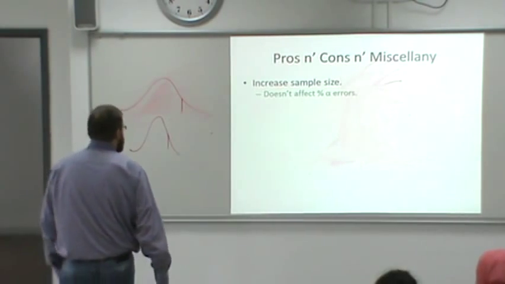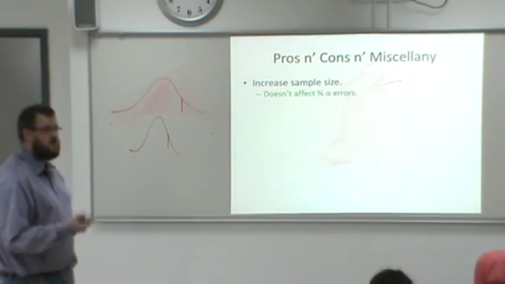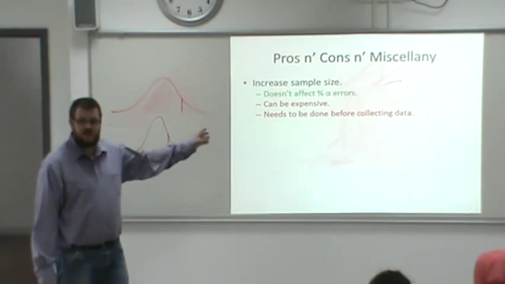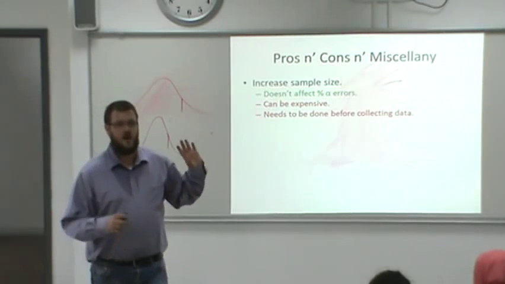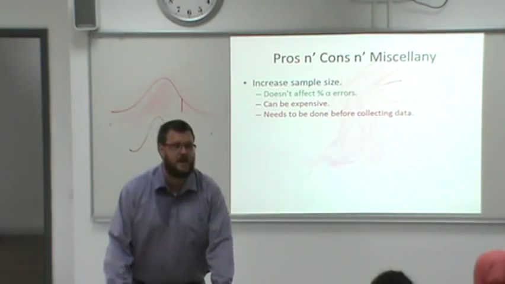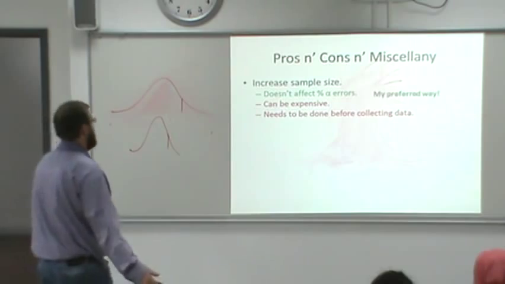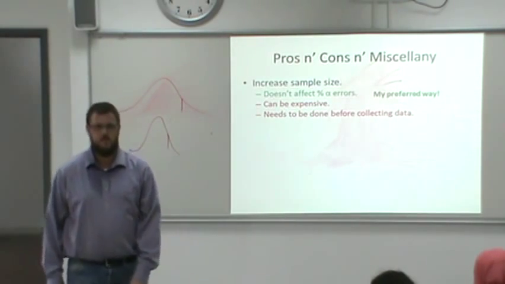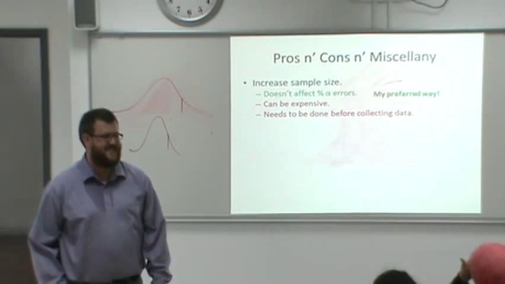So increasing sample size isn't going to affect our alpha errors, so that's cool. It's going to increase power, decrease beta, but it can be expensive. And again, you need to decide your sample size before you go out and start collecting data. You don't want to look and say, oh, is it significant? Nope. Okay, let's collect more data. Is it significant now? Because by doing that, you will increase your alpha errors. This is my preferred way.